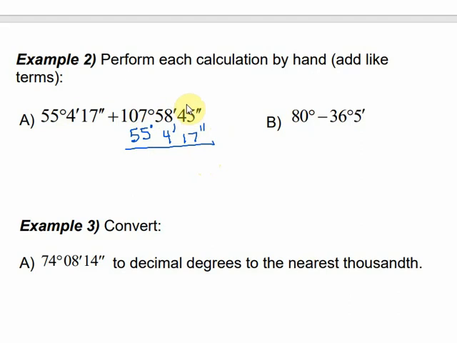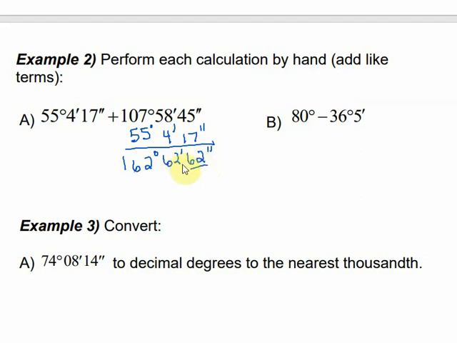If we add the 45 and the 17, I get 62 seconds. I'll carry it in just a minute. Then if I add 58 plus 4, that's 62 minutes. And if I add these degrees together, I get 162 degrees.